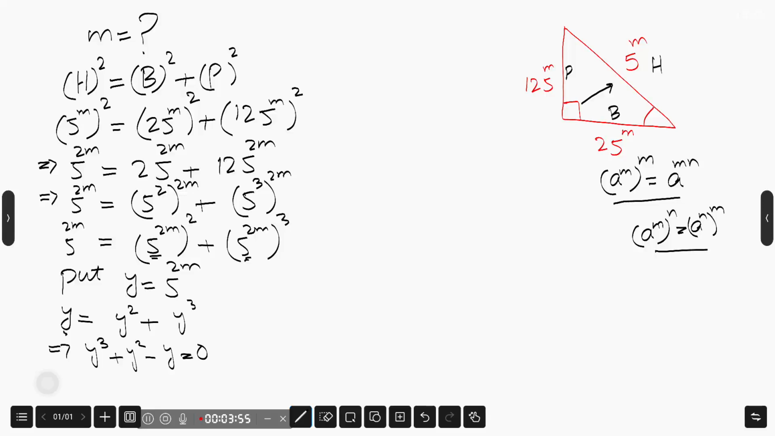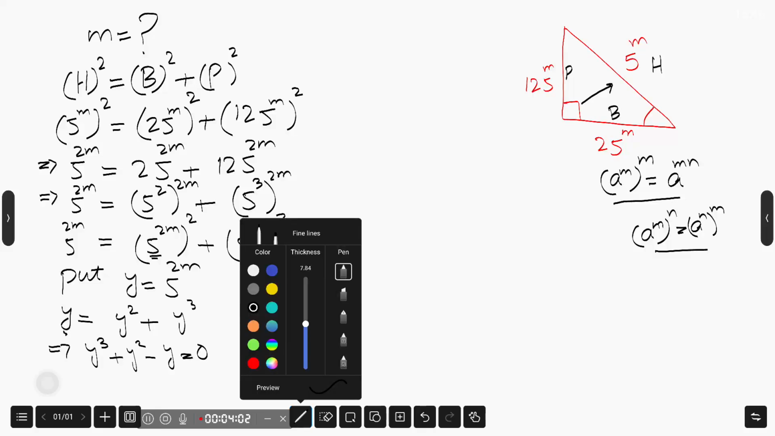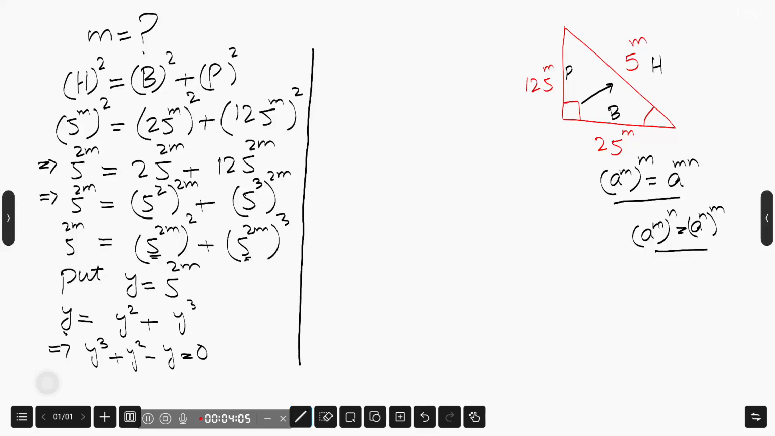Now you see this equation becomes a cubic equation, and we solve this cubic equation first. Every term includes y, so we take y common here, and the remaining terms are y square plus y minus 1 equals 0. So here we make two cases. The first case is we take y equals 0, and the second case is we take y square plus y minus 1 equals 0.